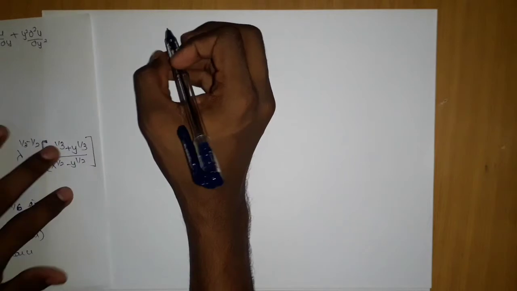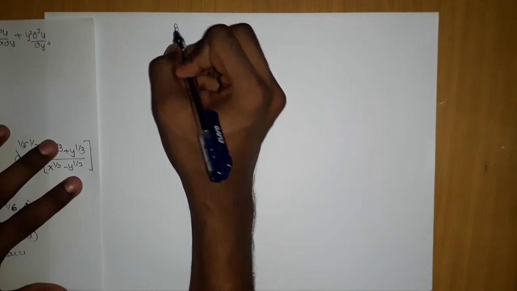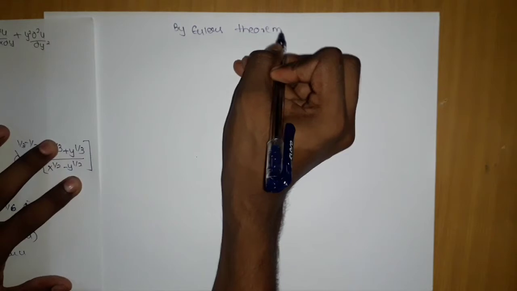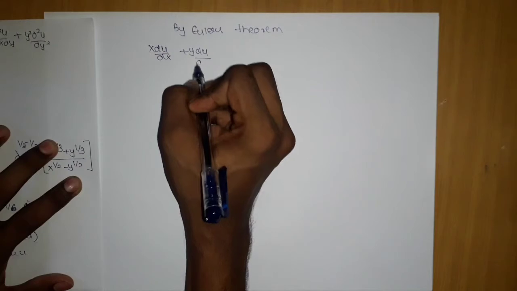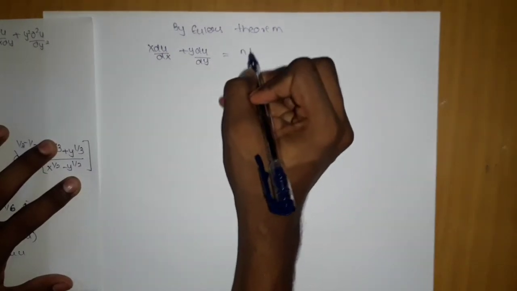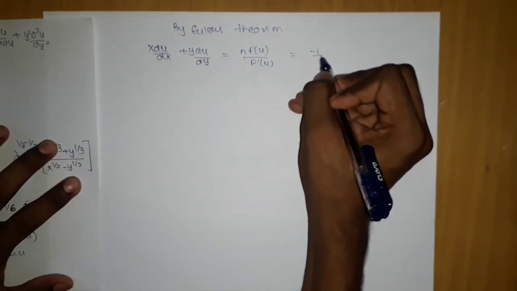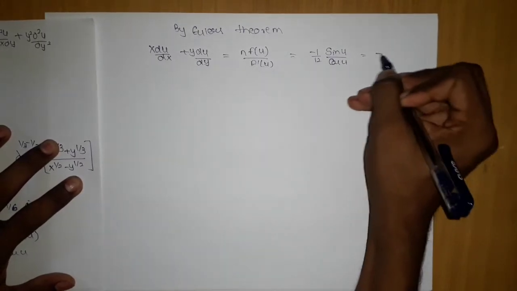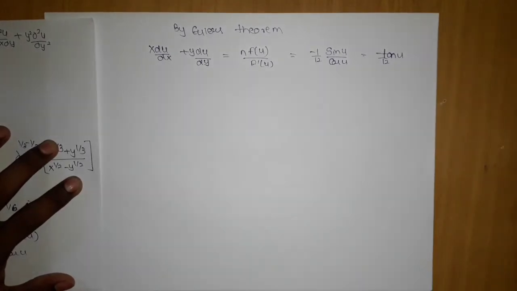Now what we can do is use Euler's theorem. You don't need to mention deduction from Euler's theorem, you just have to mention by Euler's theorem. What you can write: x dou u by dou x plus y dou u by dou y equals n times f of u upon f dash u, which is nothing but minus 1 by 6 times sin u upon cos u, which is nothing but minus 1 by 6 tan u. Right? So you got this thing.